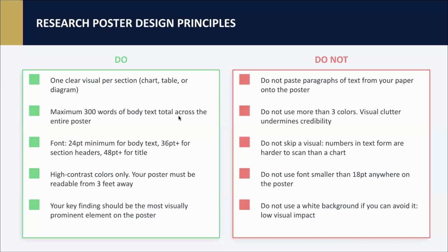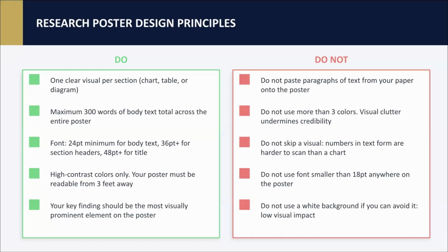So research poster design principles. So 100% make sure to use clear visuals per section, like charts, tables, or diagrams. Use a maximum of 300 words of body text across the poster, maximum. And then use preferably large fonts, like 24 for body text is fine, around 30, 36 for section headers, and then of course 48 or higher for the title.